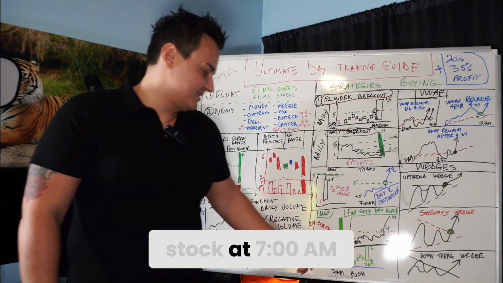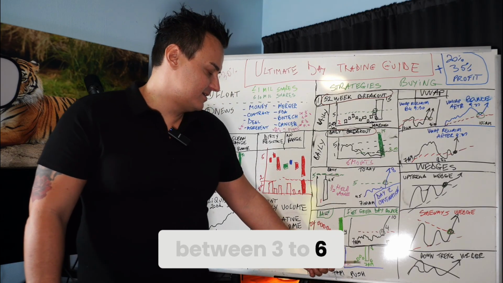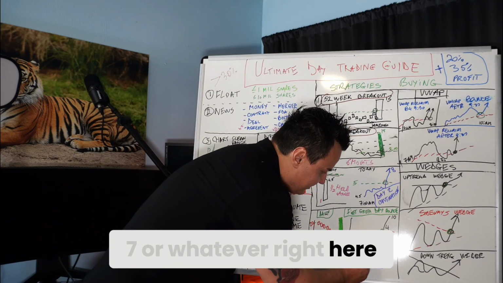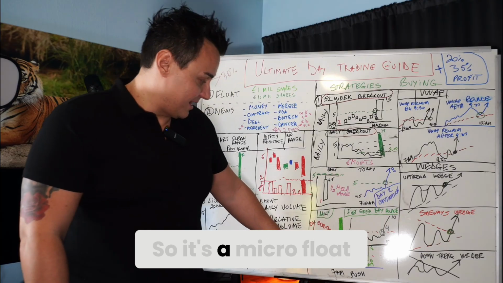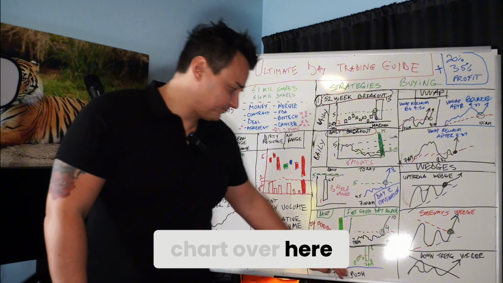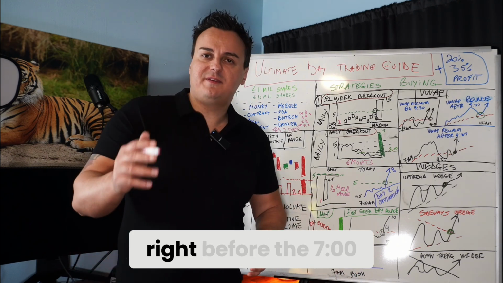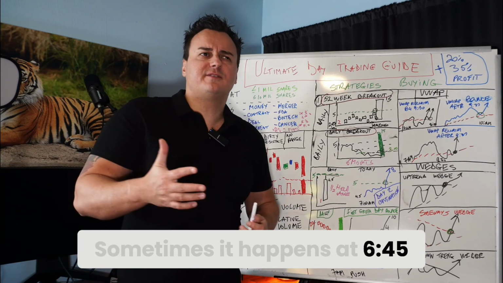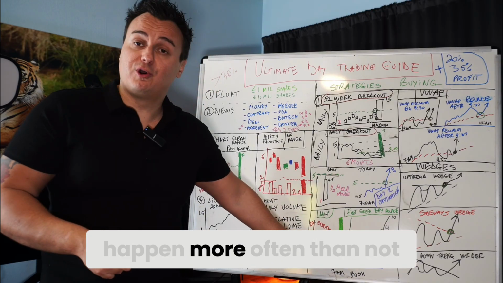So when I see a stock at 7 a.m. just hovering around, I don't know, between 3 to 6, or between 4 to like 7 or whatever. Right here. So you have a less than 1 million float. Keep that in mind. It's a micro float, less than 1 million in float. It has a clean chart over here. And then you buy it right before the 7 a.m. push. Sometimes it doesn't happen at 7 a.m. Sometimes it happens at 6:45. Sometimes it happens at 6:30, but I've seen it happen at 7 more often than not.